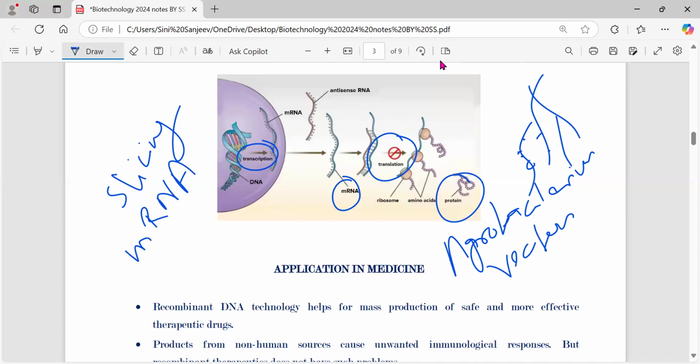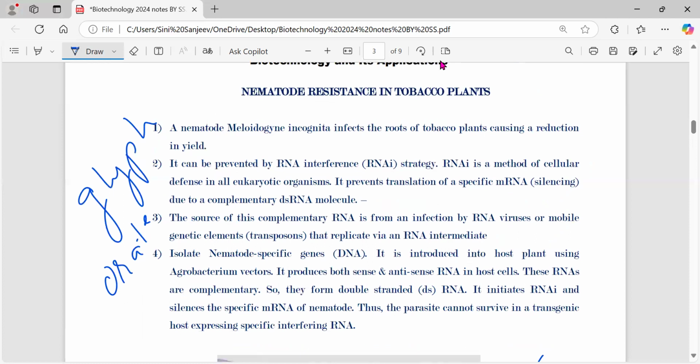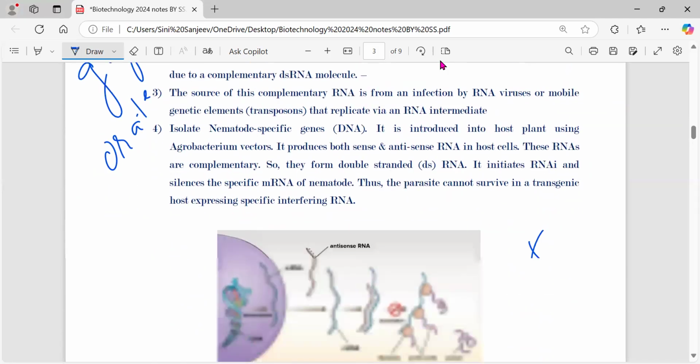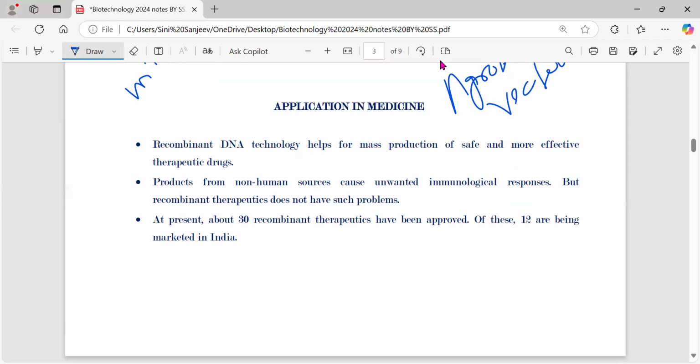So this is the second example. Apart from Bt cotton, protection from the caterpillar, the second one was what? Nematode resistance in tobacco plants. And this is how it happens. So these are the two applications which we use in the agricultural field. Next you have is what?